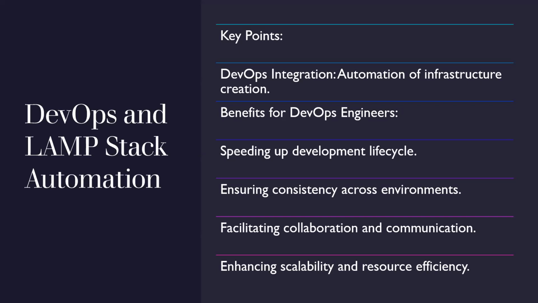It also facilitates collaboration and communication, because we can now collaborate with the dev people and automate infrastructure creation, which will speed up the development life cycle, enhance consistency, and increase productivity. And finally, it enhances scalability and resource efficiency. It means if we are expanding and we need more resources, or we need to scale up, it's very easy to scale because we have automated the process of creating the infrastructure.